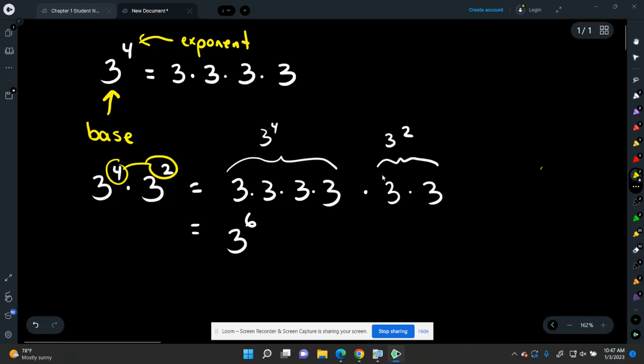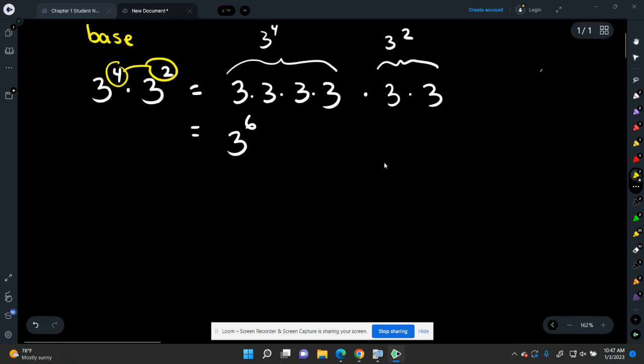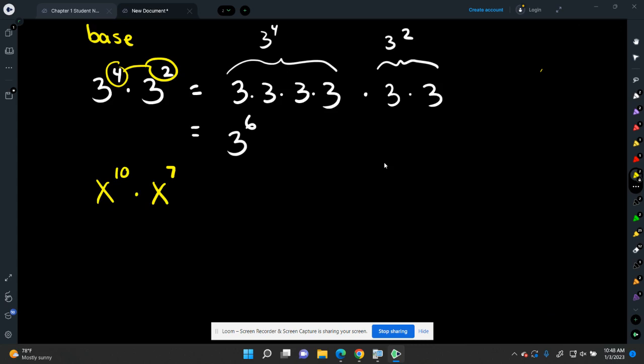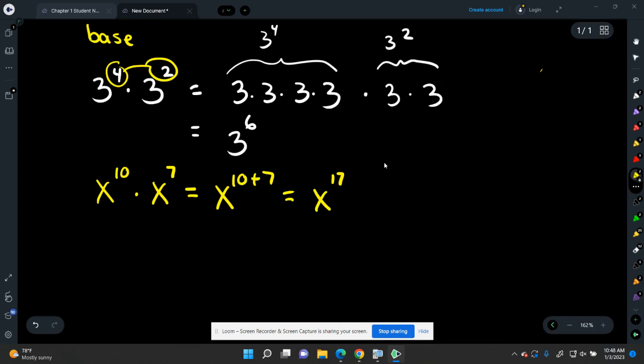Please make sure you're all copying these examples down. If I have the same base, so let's say that I had x to the 10 times x to the 7, right? I don't want to write all those x's out. So all I have to do is add the exponents, 10 plus 7, so I get x to the 17. Is that familiar to all of you? We've done that before in Algebra 1.